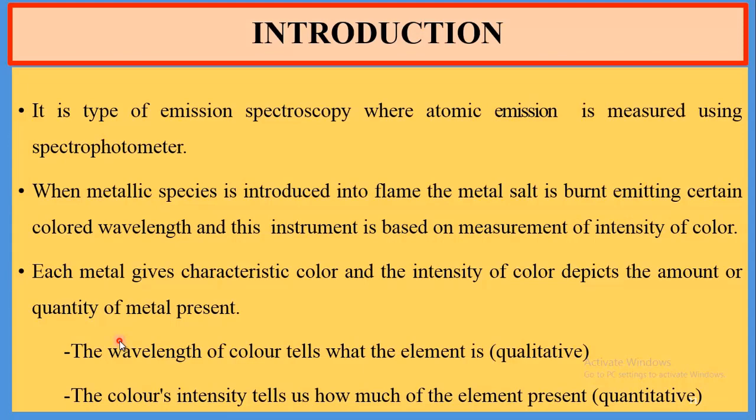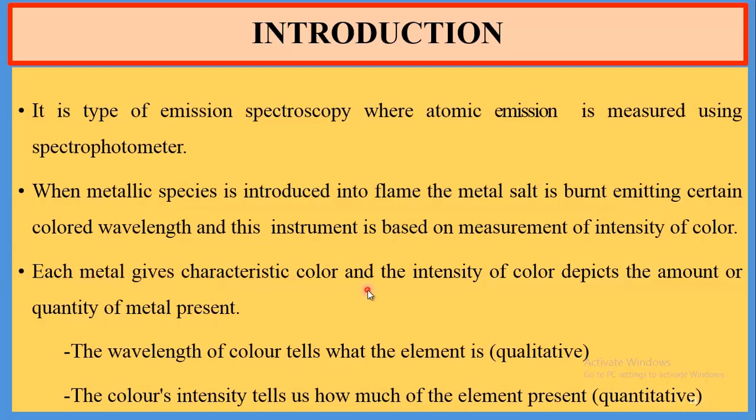What are the basic terminologies? The instrument which is used for emission spectroscopy is termed a spectrophotometric atomic emission spectrometer. When a metallic species is introduced into the flame, the metal salt burns, emitting a certain colored wavelength, and this instrument is based on the measurement of the intensity of that color. This is the basic principle of atomic emission spectroscopy.